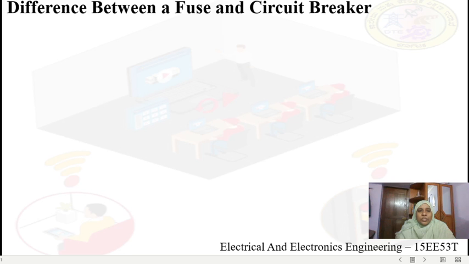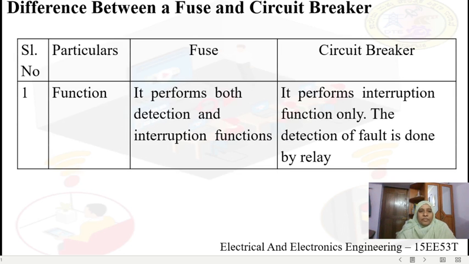Let us try to see the difference between fuse and circuit breaker. The first difference we have taken under the category function. So function wise, what is the difference we have in fuse and circuit breaker? When you look at a fuse, it performs both the detection and interruption function. Whereas a circuit breaker performs the interruption function only. The detection of the fault is done by the relay. We'll try to analyze this.